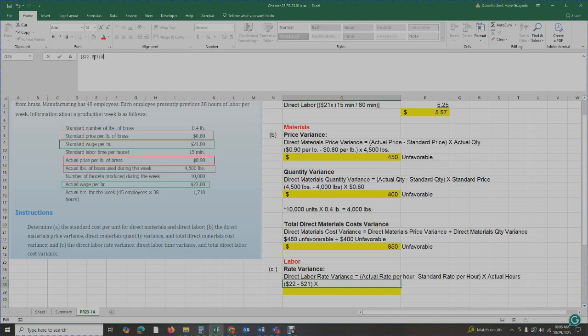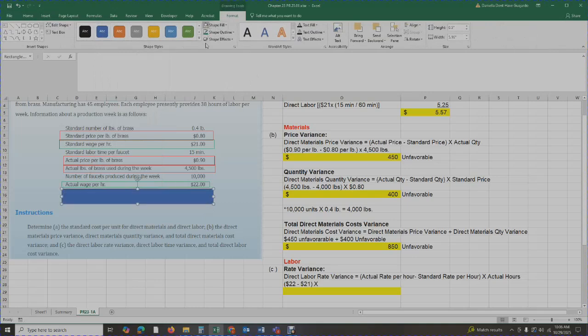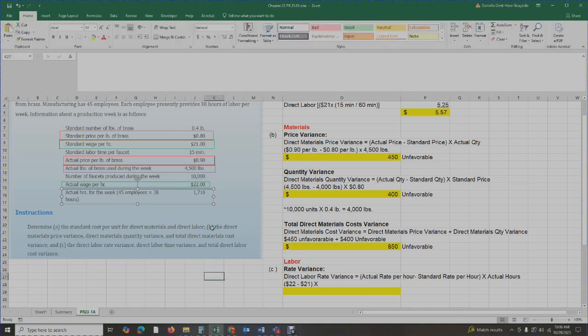And I'm going to multiply it by the actual hours. The actual hours is given to you right there in the problem. The actual hours is 1,710. So the actual hours that came in were 1,710, and we're going to multiply by 1,710 hours.